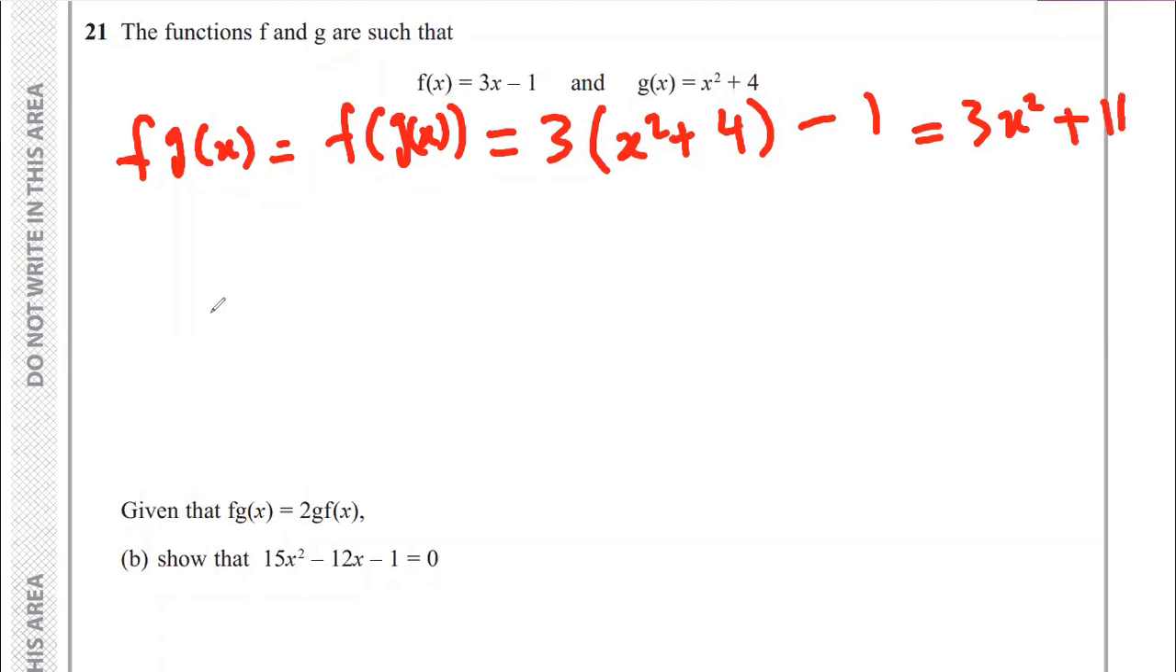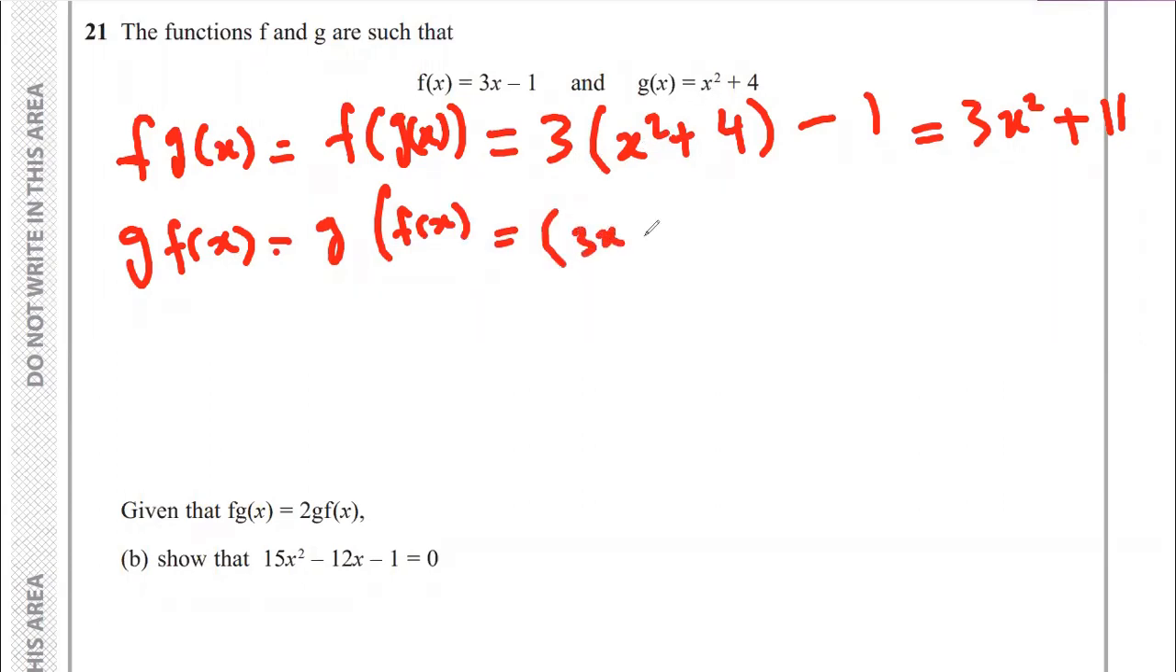Right, and then we also work out 2 times GF of X. First of all, I would like to work out GF of X. GF of X is the same thing as putting F into G. Into G of X, you substitute the whole of F of X, which is 3x minus 1 all squared plus 4.